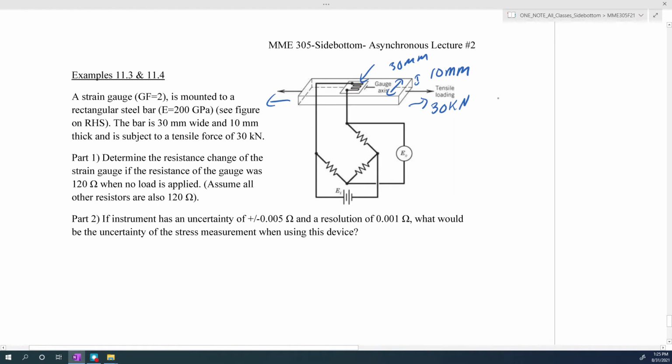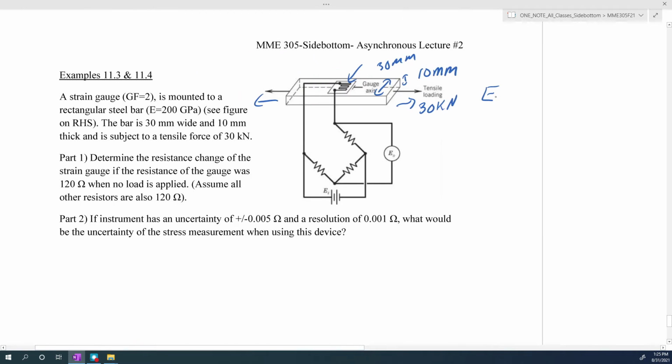And we're told that the bar is made out of steel, so the bar has a Young's modulus of 200 gigapascals. The first part is we're going to determine the change in resistance of the strain gauge if the resistance of the strain gauge is 120 ohms when there's no load. We're also going to assume that all of our resistances are 120 ohms.